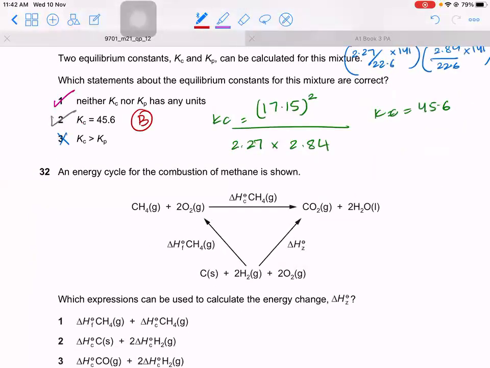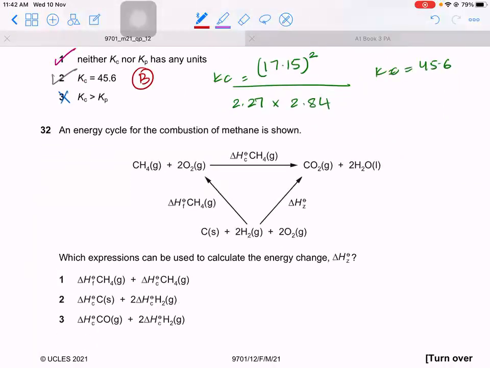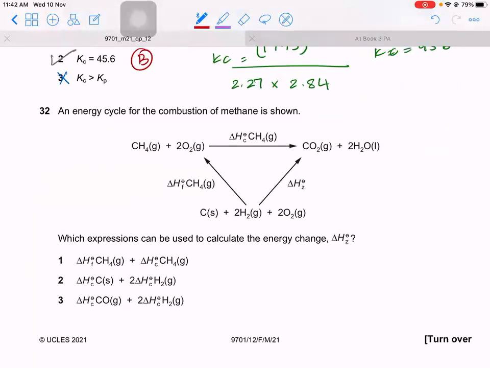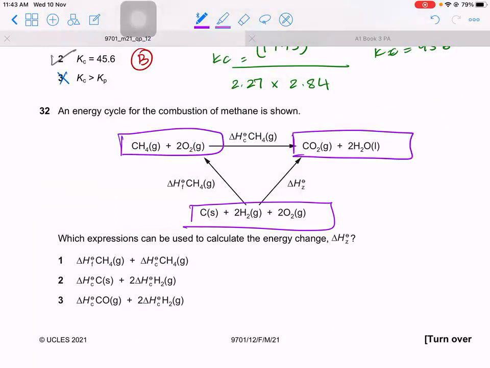An energy cycle for the combustion of methane is shown. So right here we have this, and they are saying which expressions can be used to calculate the energy change delta Hz. So can I call this my first box? This is my second box. This is my third box. I need to find Z. So can I say this is the tail? So right here, this will be the start. You have the end here because you have two heads here. And can I call this, therefore, the intermediate.